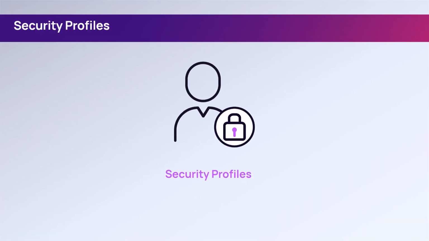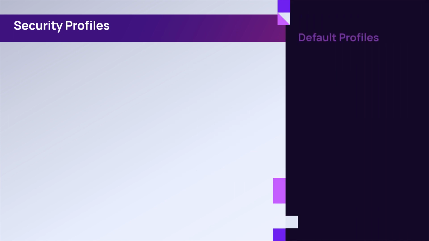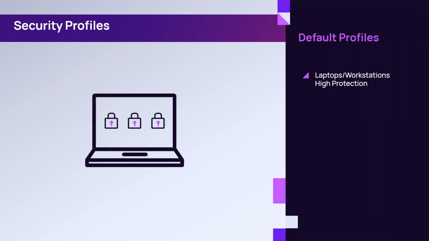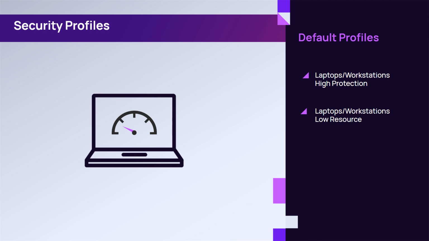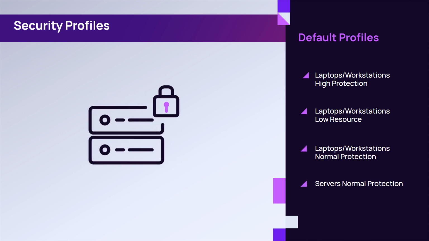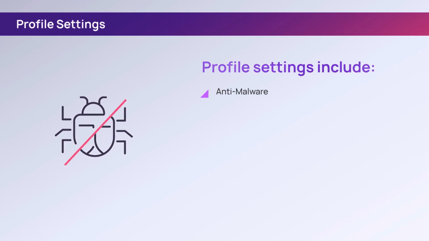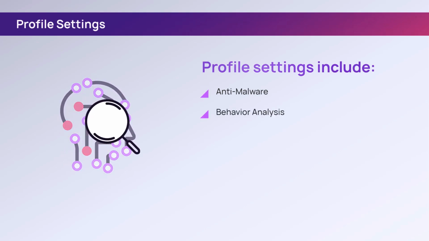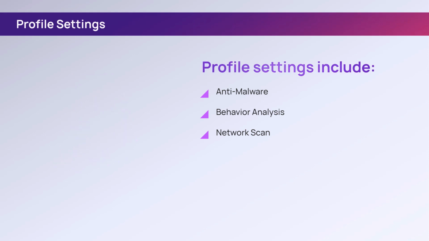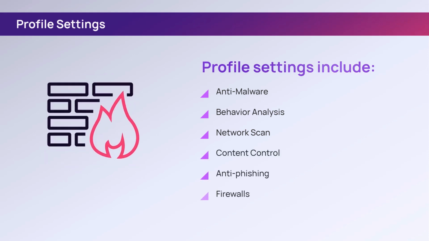Security profiles, consisting of 6 configurable modules, establish protection and restriction levels. Four default profiles are included in Security Manager, targeting workstations, laptops, and servers at differing levels of protection. Each profile includes settings for anti-malware, behavior analysis, network scan, content control, anti-phishing, and firewalls.